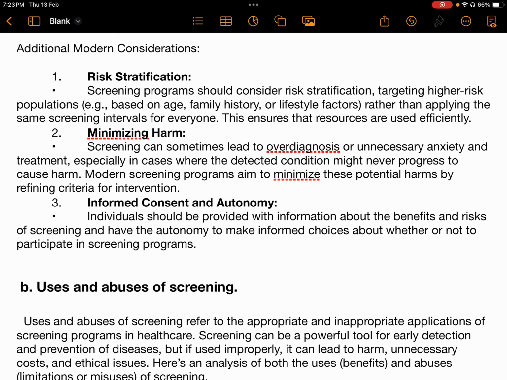Then informed consent and autonomy. Individuals should be provided with information about the benefits and risks of screening and have the autonomy to make informed choices about whether or not to participate in the screening programs.